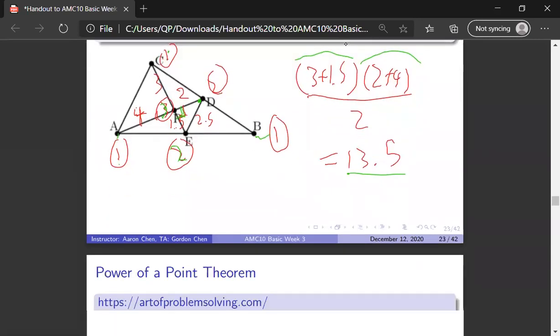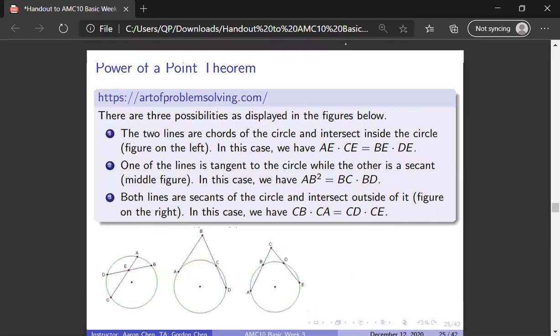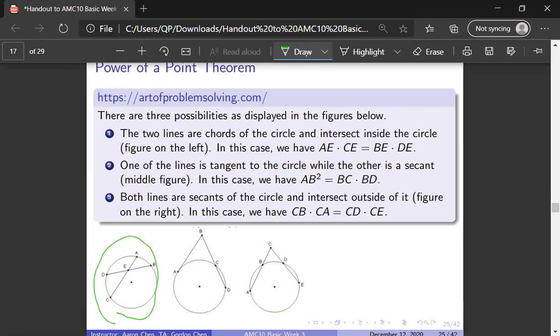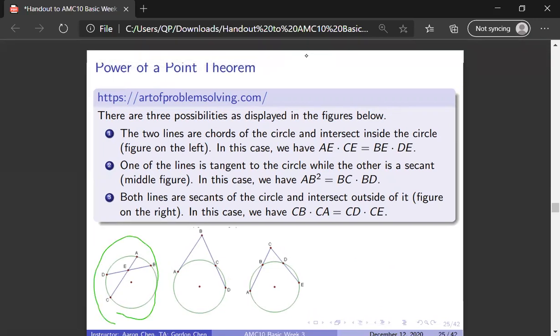Okay, so power of a point. There are three main cases for power of a point. The first case is when the two lines are chords and they intersect inside the circle. And in this case, AE times CE equals BE times DE.